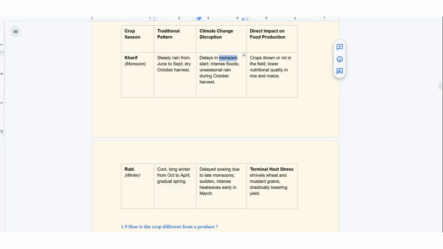Delay in monsoon start, intense floods, unseasonal rain during October harvest. Impact on food production. Crops drown or rot in the field, lower nutritional quality in the rice and maize. That means if intense floods come, then obviously the field will be totally in water. That is when the rotting of the crops happens.